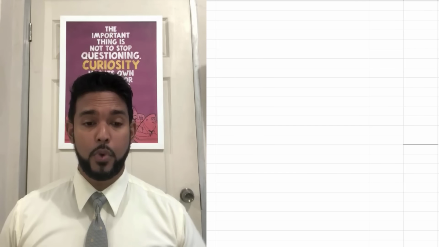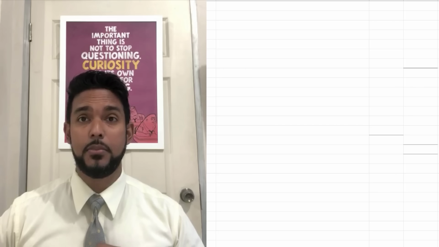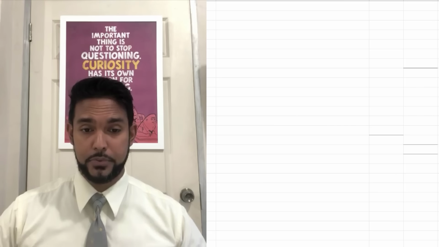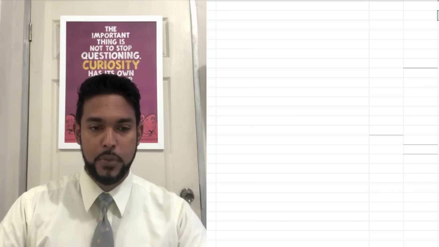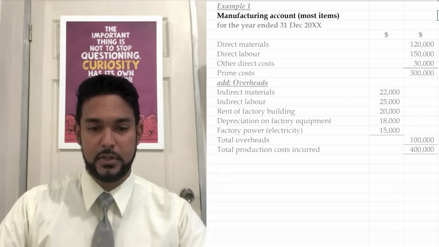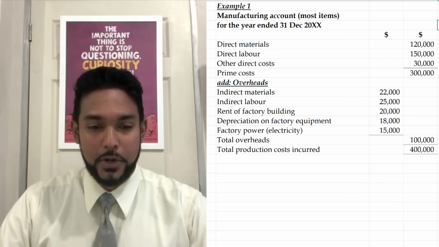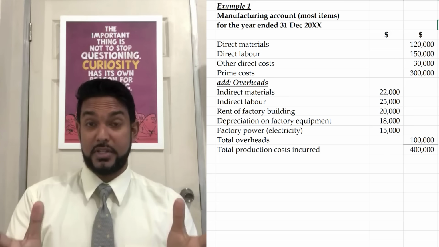Okay guys, so what we're going to take a look at now is a slightly more fleshed out manufacturing account. Let me just click a button and we will see it. Nope, I guess that didn't work. Ah, there you go. Right. Okay, so example one, manufacturing account, most items.